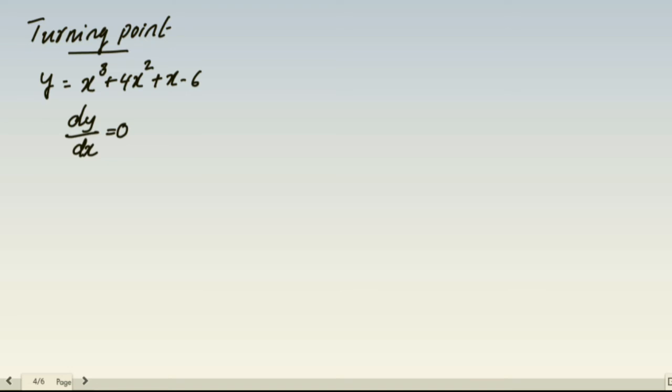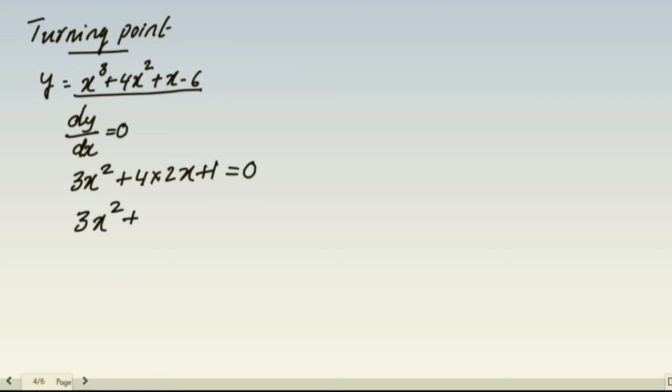So let me find dy by dx. So it's going to be 3, because this is our y. I'm going to differentiate. So it's going to be 3x square plus 4 times 2x plus 1 and equate to 0. That is 3x square plus 8x plus 1 is equal to 0. Now you have to solve. This is a quadratic equation. Always when you differentiate a cubic, it's going to be quadratic.